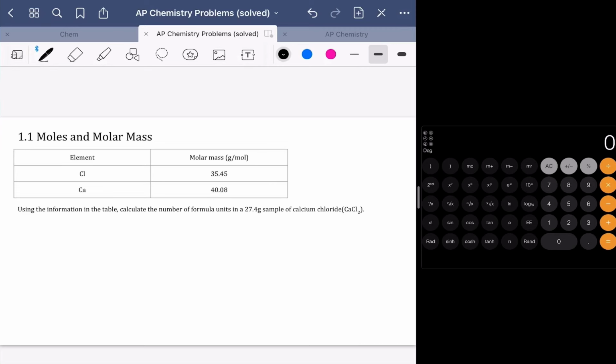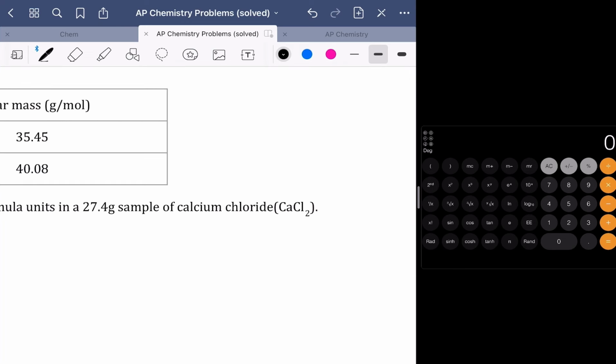Unit 1.1, Moles and Molar Mass. The question for this problem is, using the information in the table, calculate the number of formula units in a 27.4 gram sample of calcium chloride. Before we go on to this problem, let me explain why chloride has 2 underneath it.